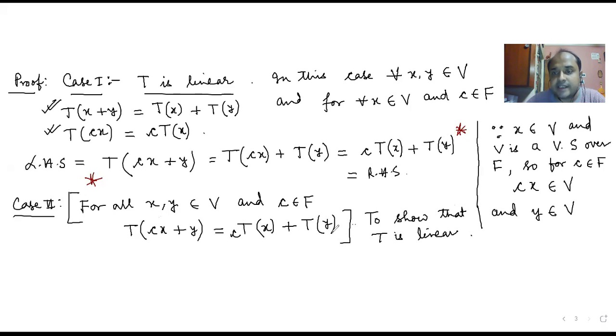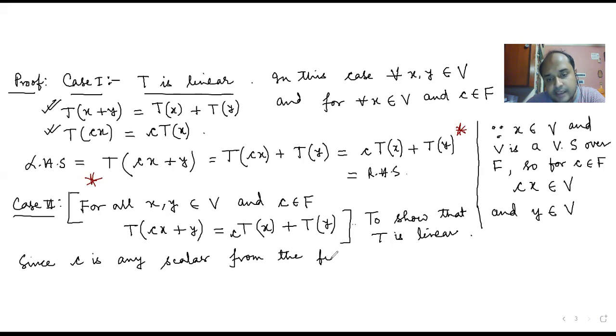If I want to show that T is linear, what rules do we have in our hand? We need to show separately that T of x plus y equals Tx plus Ty and T of Cx equals C into Tx. So let's see whether these conditions can come from the given assumption or not. Since C is any scalar from the field F, let us select C to be the scalar 1, which we call the unit scalar.